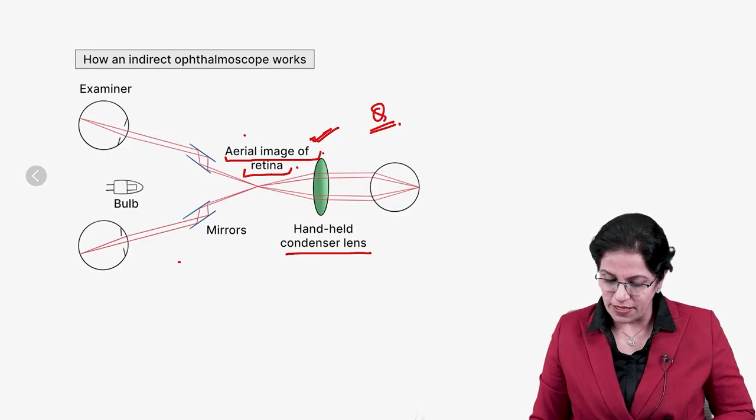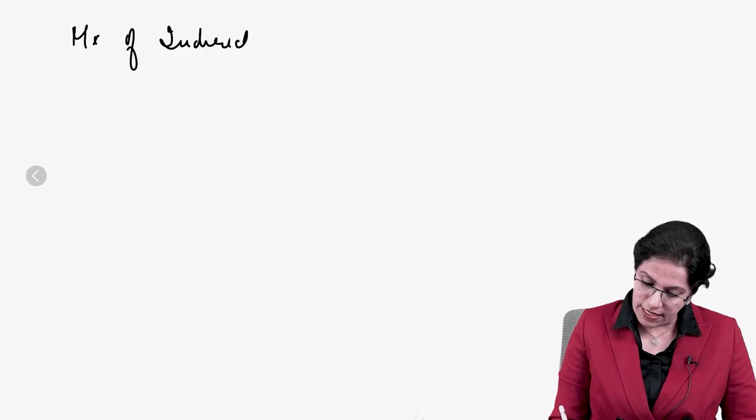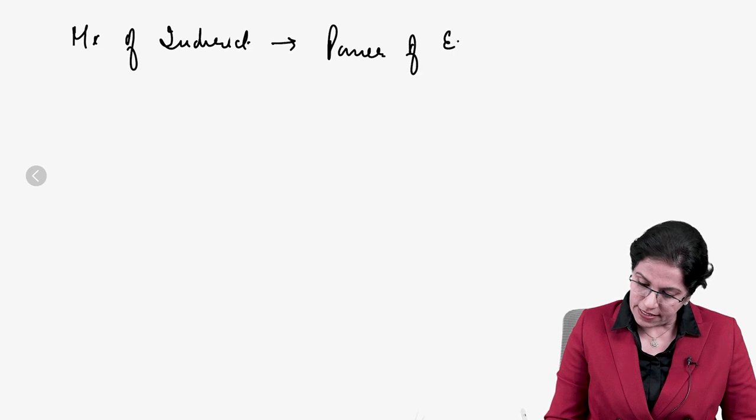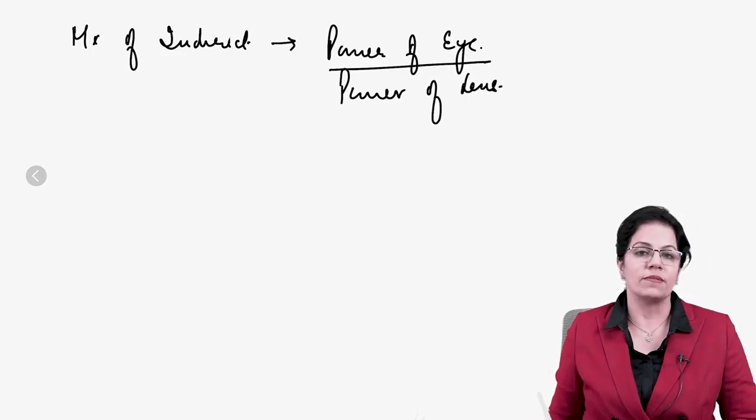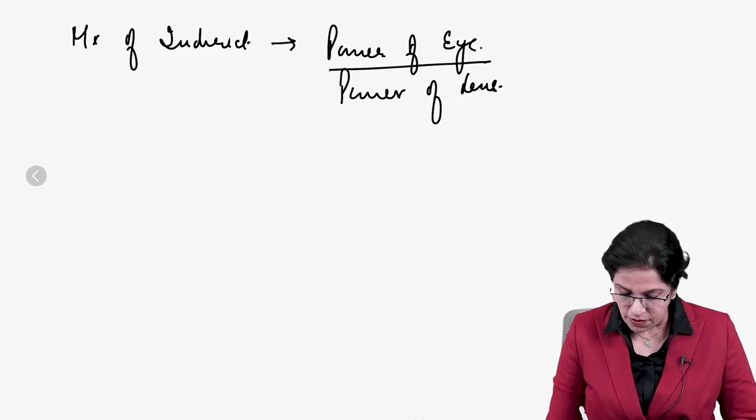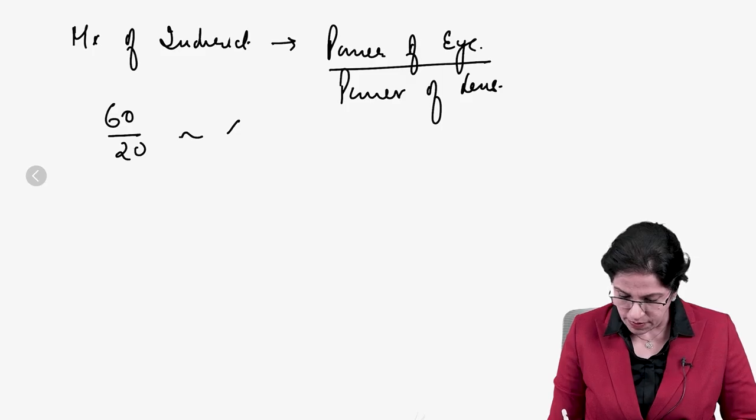It's an important point. How do we calculate the magnification of indirect ophthalmoscopy? So the magnification of indirect, this time the formula is power of eye upon power of lens. So if the power of lens, generally what I said most commonly what you use is plus 20 diopters, then power of eye, if I take 60 upon 20, this is around 3 times, right?